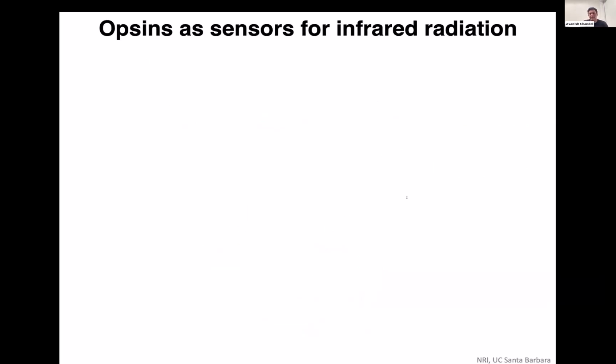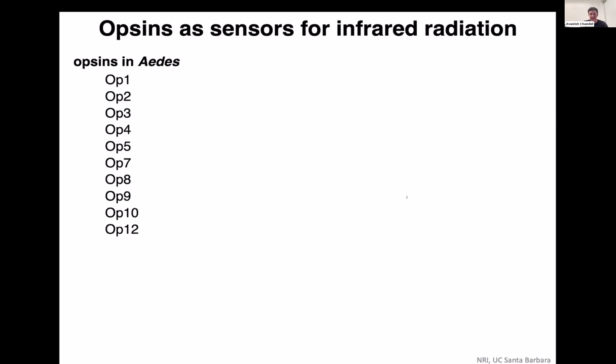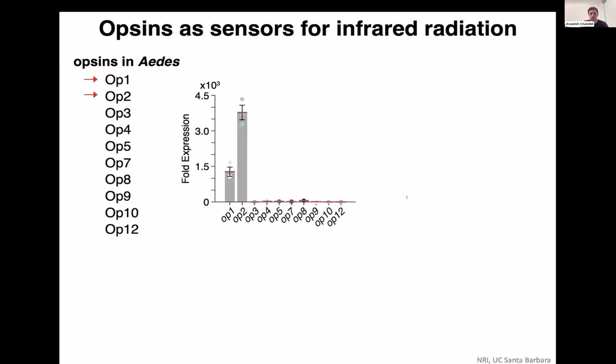So first, we explored which opsins are expressed in Aedes, and we found that there are 10 opsins, and we identified the candidates potentially involved in infrared sensing. We first examined their relative expression in the antenna, which is the organ that is basically involved in IR sensing. We found that only two opsins, OP1 and OP2, are significantly expressed in the tissue.